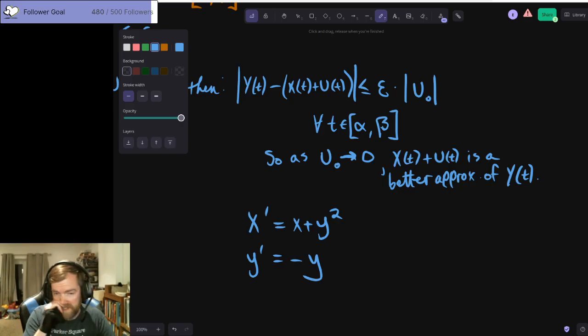So if we have the system x prime equals x plus y squared and y prime equals negative y, then we want to first of all be able to figure out where we might have an equilibrium point or our critical points or nodes or anything like that that we were talking about from last time. Yeah.